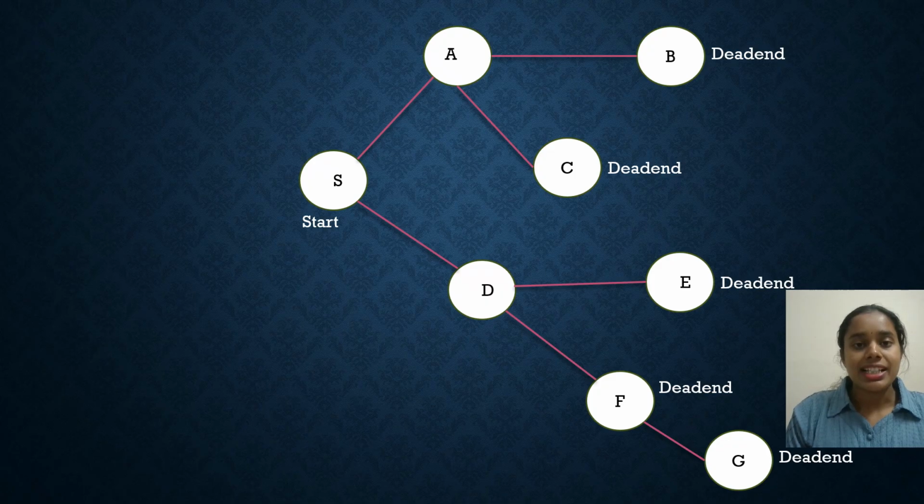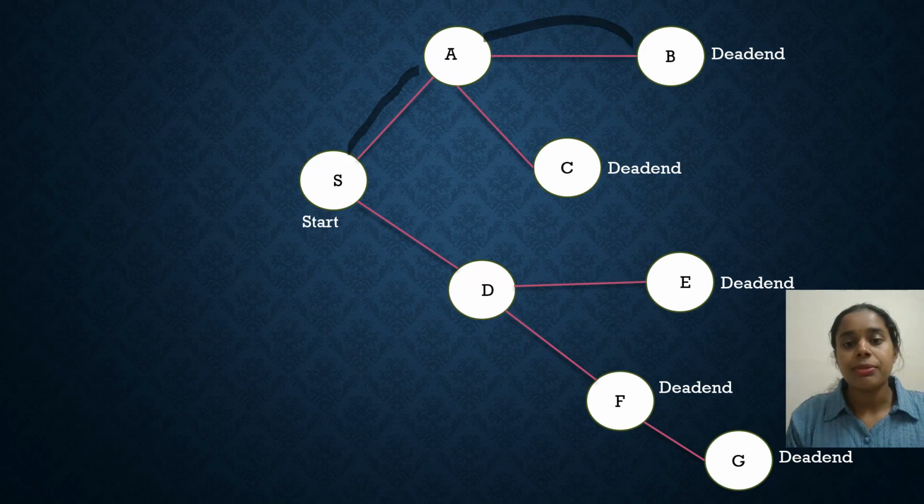So S starts traveling. First it goes from S to A, then from A to B. After reaching B, it cannot go further. It is the last node, a dead node. So it needs to go back. In this case, the backtracking approach is applied.